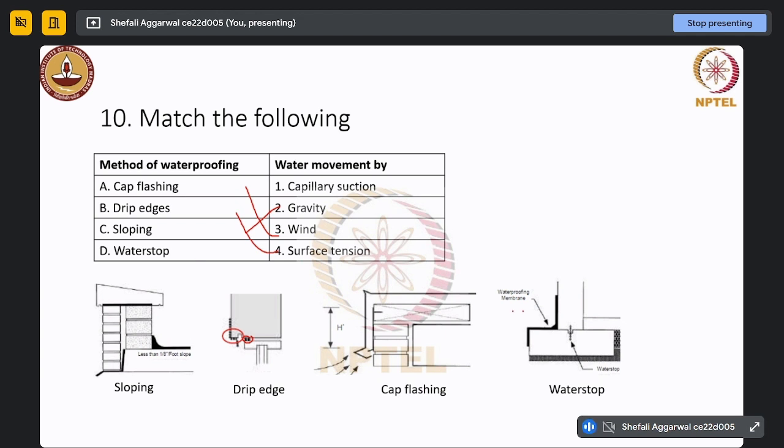And last is the water stop. We are providing the water stop here, mainly to prevent capillary suction. Water entering through the bottom is capillary suction. So to prevent this water from entering at the bottom, we are providing a water stop. I think all types of waterproofing are clear to you guys and why we are providing them.